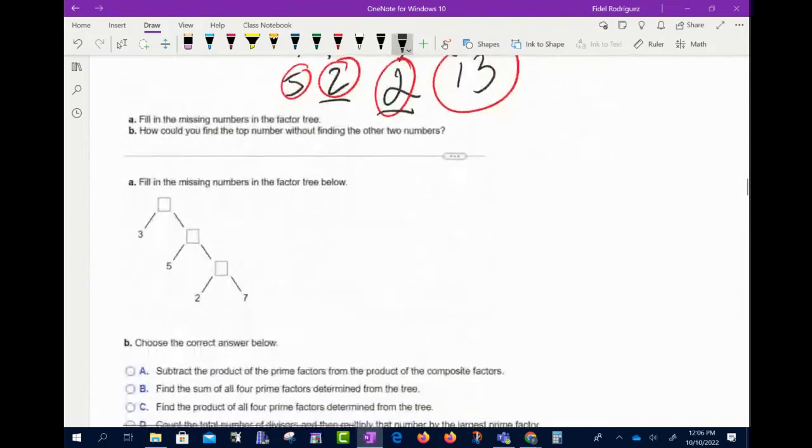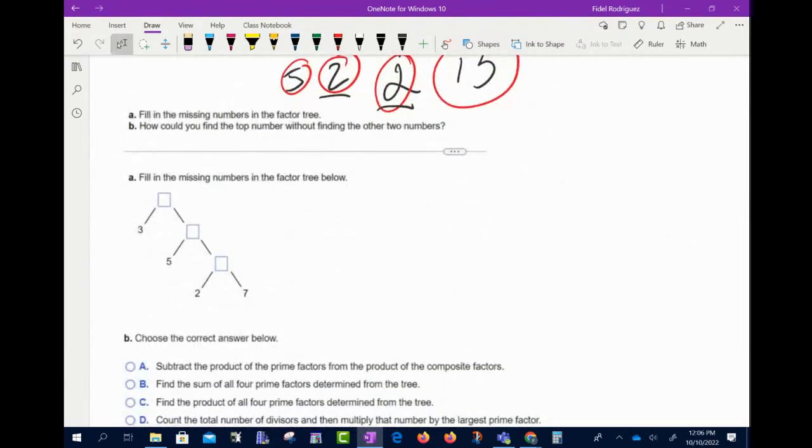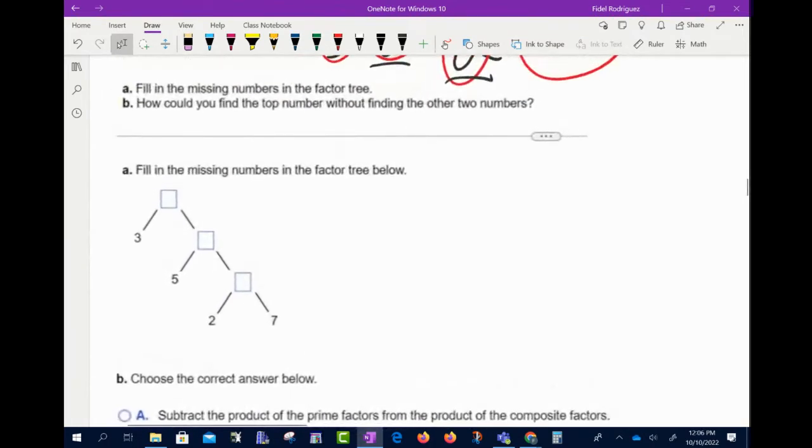So look, let me keep scrolling along here, and I'm going to do part A for this problem, and it says, fill in the missing numbers in the factor tree. Okay, so let's think about this, y'all. We're going to fill in the missing numbers. I want you to look at the numbers at the bottom, 2 and 7. When they're like this, that means that we're going to multiply 2 times 7 to get this number here. So then wouldn't that number there have to be 14? And then I'm going to do the same thing here. Look, I'm going to take 5 times 14.